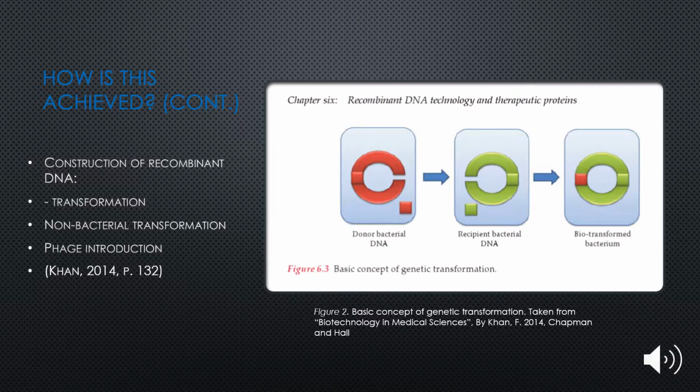Throughout the process of the production of rDNA, E. coli is often the most widely used host organism.